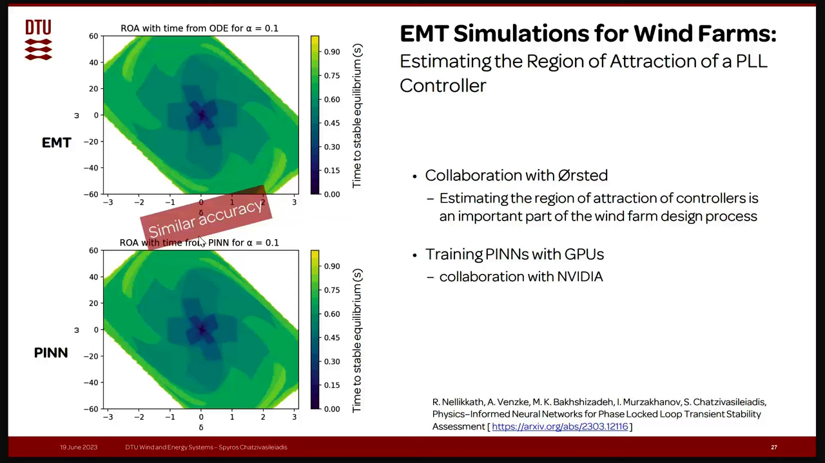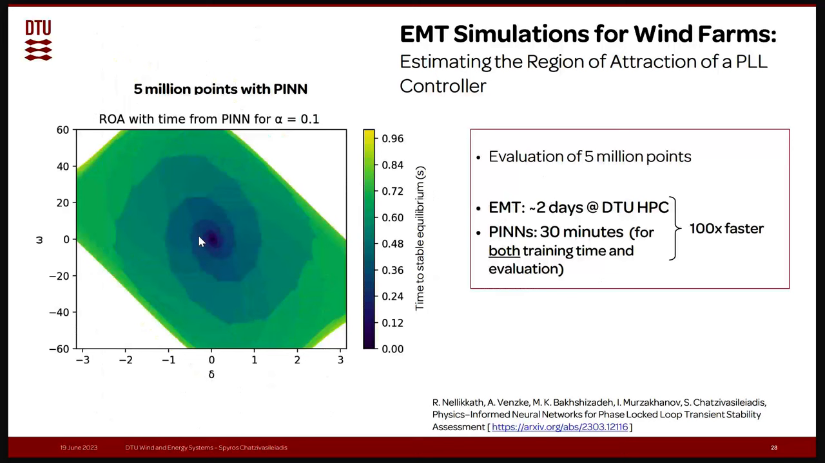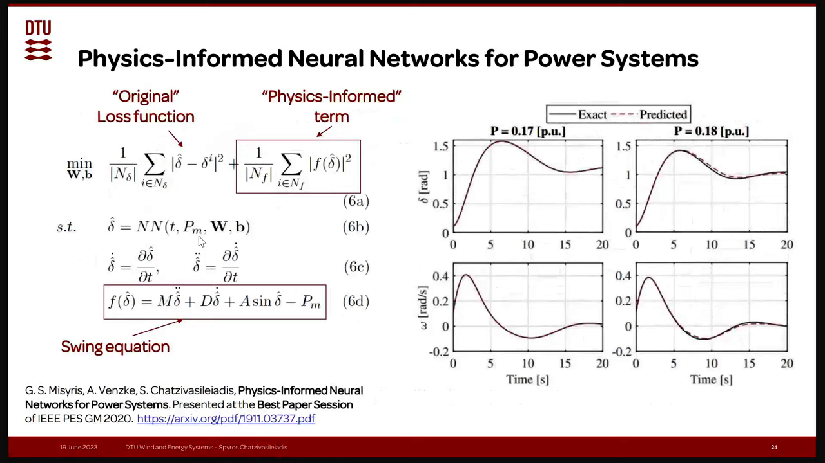We did the training of the PINNs with GPUs, and that's very important, okay? And the result is that we are 100 times faster. We estimate 5 million points: with Ørsted's model on our HPC, high performance computing cluster here at DTU, it will take 2 days to estimate whether these 5 million points converge to an equilibrium point or not. With PINNs, both training and evaluation took 30 minutes. Why? Exactly because, if I go back, I no longer need to integrate. I need to randomly sample, get the output, plug it into the equation, no integration, and make sure that this complies with the equation.